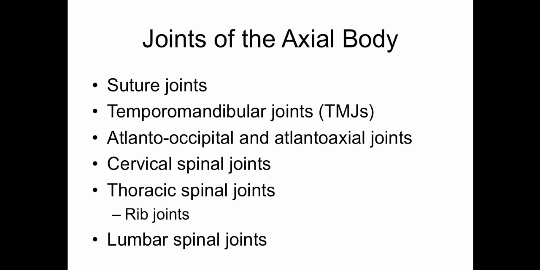The joints of the axial body that will be covered in Lesson 7.3 are the thoracic spinal joints, the rib joints, and the lumbar spinal joints. The general structure and function of the thoracolumbar spine will also be covered in this lesson. Last but not least, the lesson will cover the structures and functions of the thoracolumbar fascia and the abdominal aponeurosis.